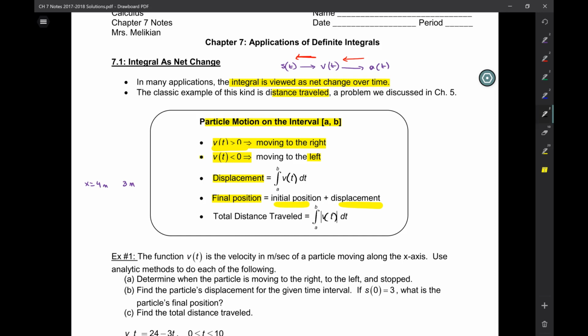Now, total distance. Remember how I said you go 5 steps forward, 3 steps back? Right, that's the total distance. 5 plus 3 is 8. For the total distance, again, you take an integral of velocity, but it's got to be the absolute value of velocity. Okay? And honestly, at this point, just memorize them. Okay? Just memorize the difference between this and this.